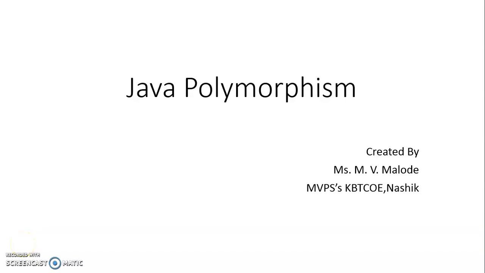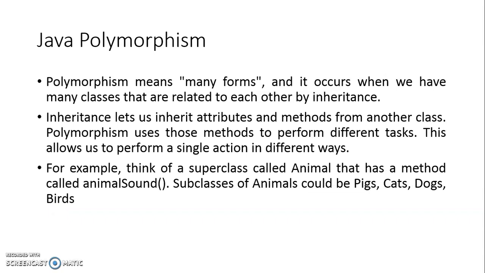Today we are going to see the concept of polymorphism in Java. We have already seen the method overloading and method overriding concept in Java, which is also the concept of polymorphism. Polymorphism means many forms, and it occurs when we have many classes that are related to each other by inheritance.